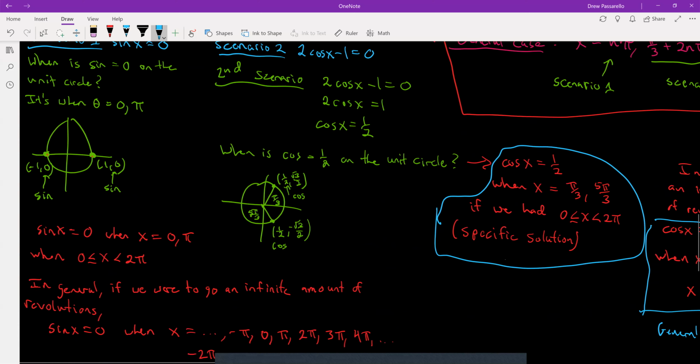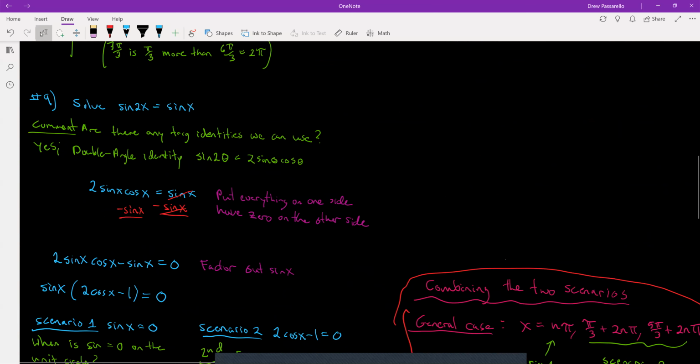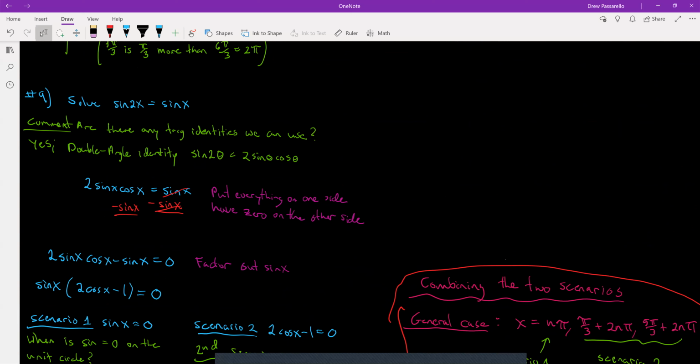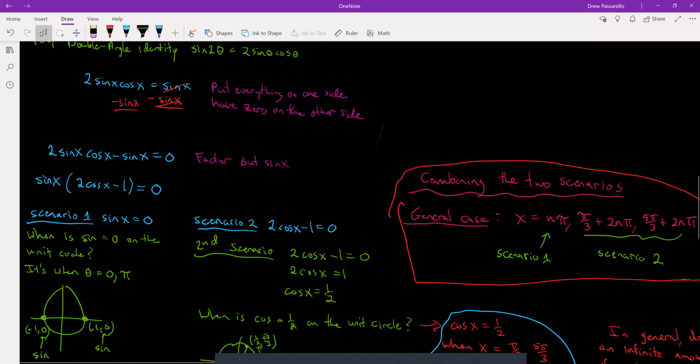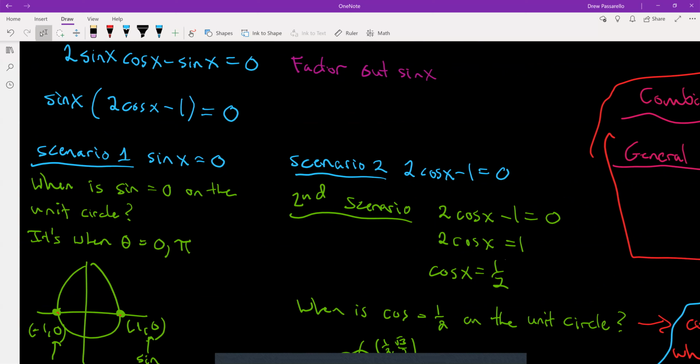All right, so just to recap, it was solve sine of 2x equal to sine of x. I first used a double angle identity so that it doesn't say sine of 2x anymore. That way it has just x as the argument of the trig function. So I changed it to 2 sine x cosine x. Subtract sine x from both sides so I can have it set equal to 0. Then I factored out sine, and that gave me two factors. Scenario 1 was sine of x equal to 0. Scenario 2 is 2 cosine x minus 1 equal to 0.